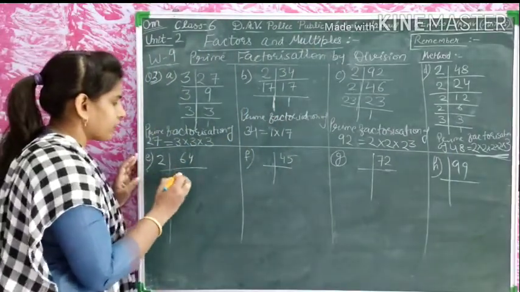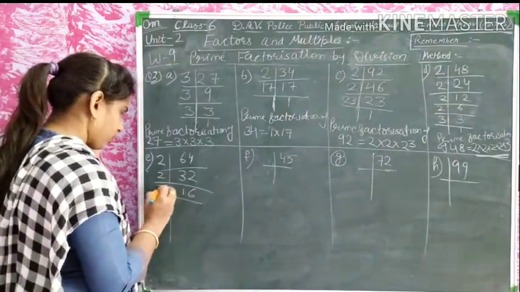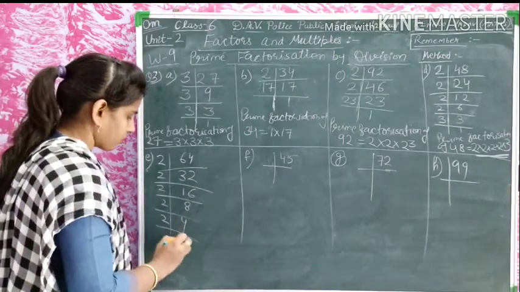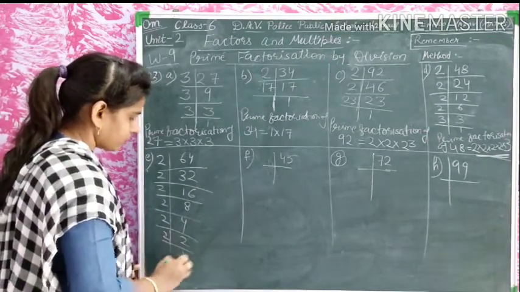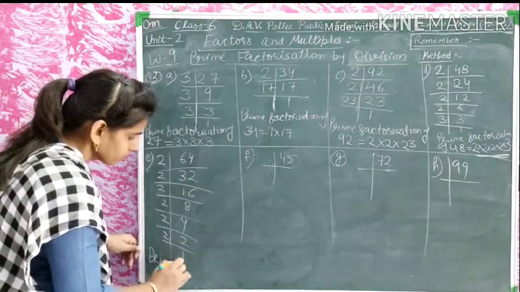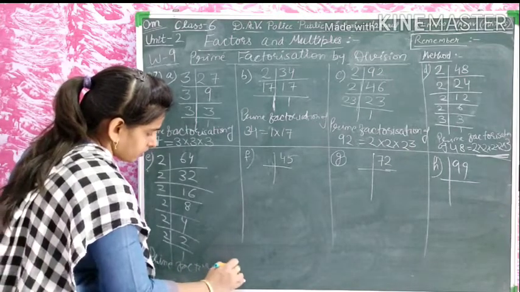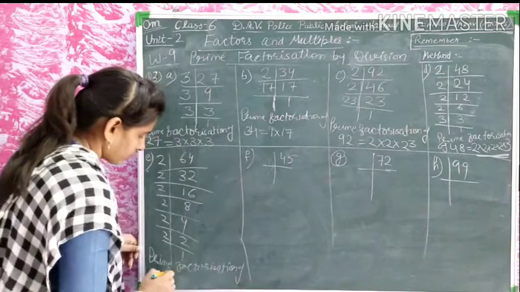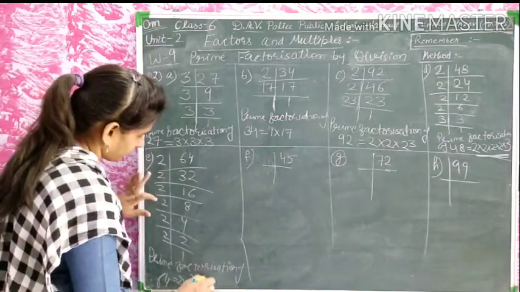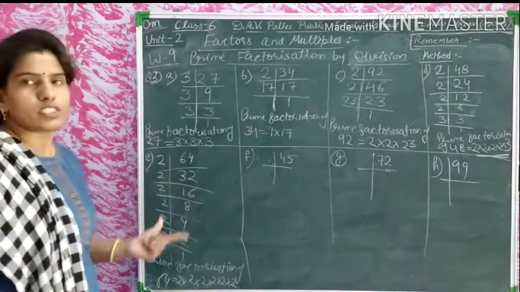Now we will divide it by 2. 2 3s are 6, 2 2s are 4, 2 1s are 2, 2 6s are 12, 2 8s are 16 and 2 4s are 8 and 2 2s are 4 and 2 1s are 2. So prime factorization of 64 is equal to 2 into 2 into 2 into 2 into 2 into 2. This is the prime factorization of 64.